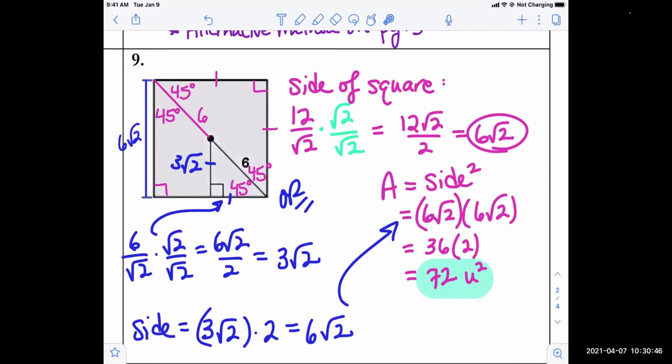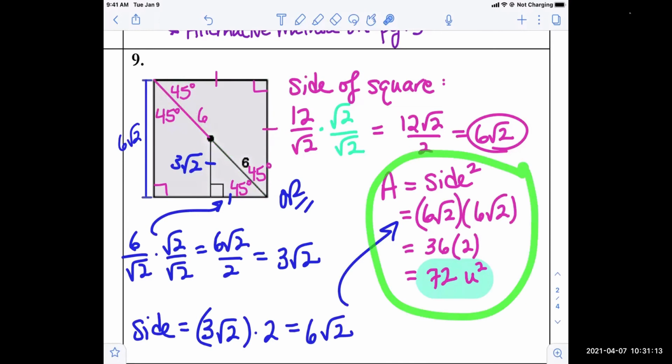This would be the same no matter which way you find the side length. Up here, I did it since this half diagonal, the radius, is 6, this is also 6. And so I used that 45-45-90 to find the side length by dividing 12 by √2. So the whole diagonal is 12, and dividing by √2 gives you these side lengths being 6√2, and then you can square that. So this work is using side squared, no matter which way you find your side.